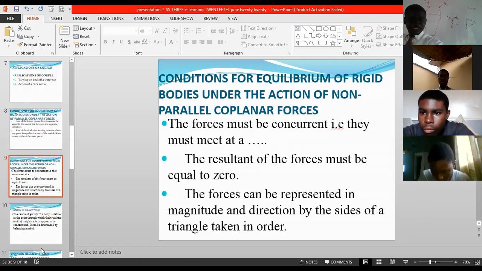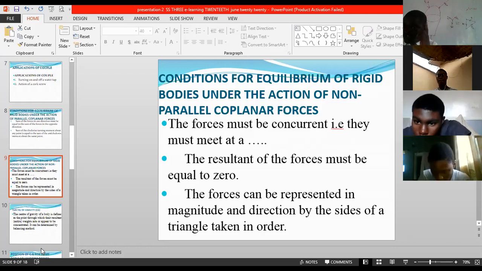The forces must be concurrent. Concurrent means they must be following each other. Look at it: T1, T2, W. This is W. This one that went this way is T2. This one that went this way is T1. You see, they are following each other, so they are concurrent. Then number 2, the resultant force must be equal to 0. What they are trying to tell you in essence is that if you add 1, 2, 3, everything will be equal to 0.